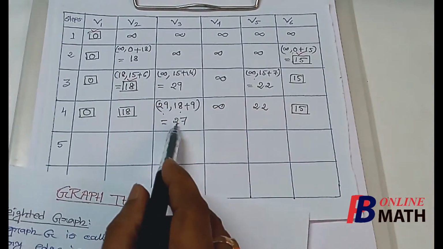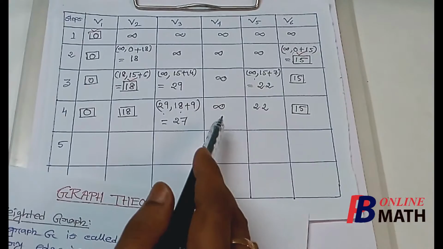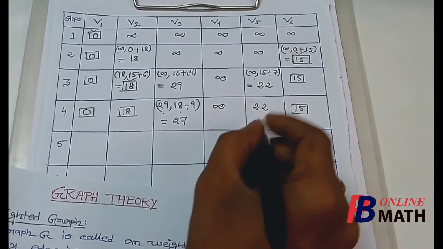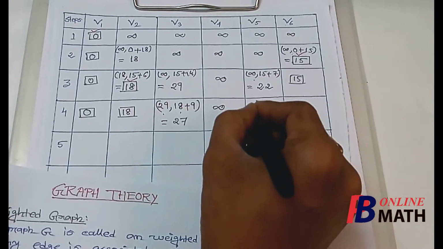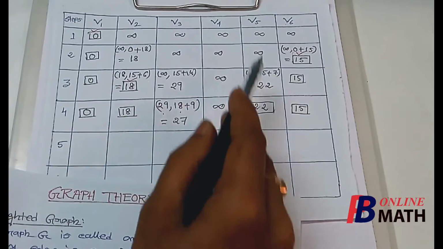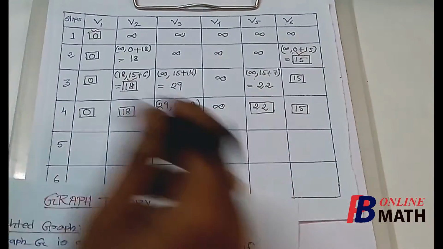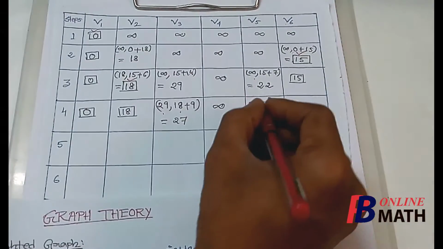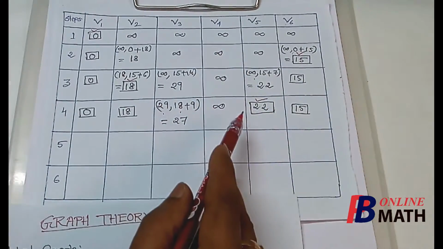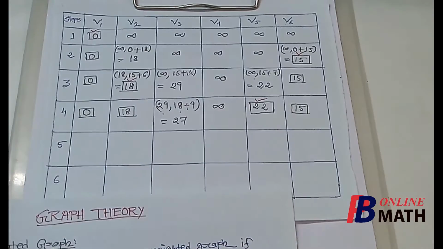So now we have 3 temporal levels, out of which we have to find the minimum, and we find that the minimum is 22. So in step 4 we label the vertex V5 permanently by 22. So we put a tick here. So this is the latest vertex which has been labeled permanently.